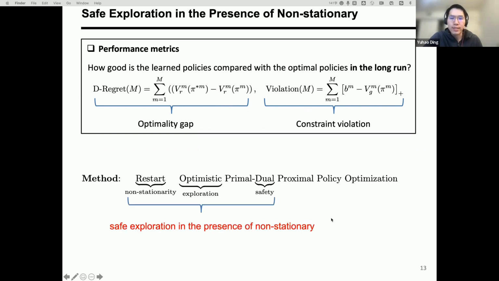In this work, we design an algorithm called restart optimistic primal-dual PPO. In particular, we use restart policy evaluation and restart policy improvement to handle the non-stationarity of the environment, use optimistic value estimation for exploration, and use the dual update for safety constraint satisfaction. The key challenge is how we can incorporate these three components together to achieve safe exploration in the presence of non-stationarity with theoretical guarantees.